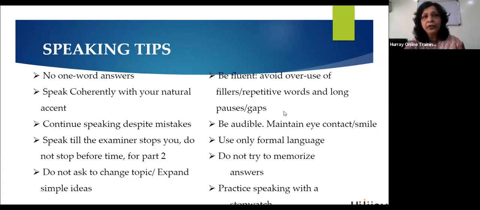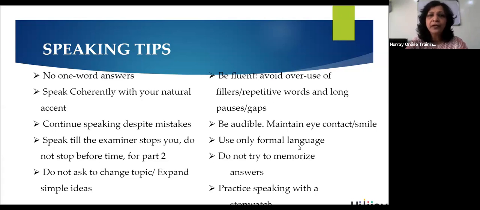Be audible, be loud enough, because the entire test is recorded, as we saw in the earlier slide. So you should be loud enough for the examiner to hear you and for the microphone to capture your voice. Maintain eye contact and smile in between. It's always good to be pleasant. It also reduces your stress and your anxiety when you smile and speak.